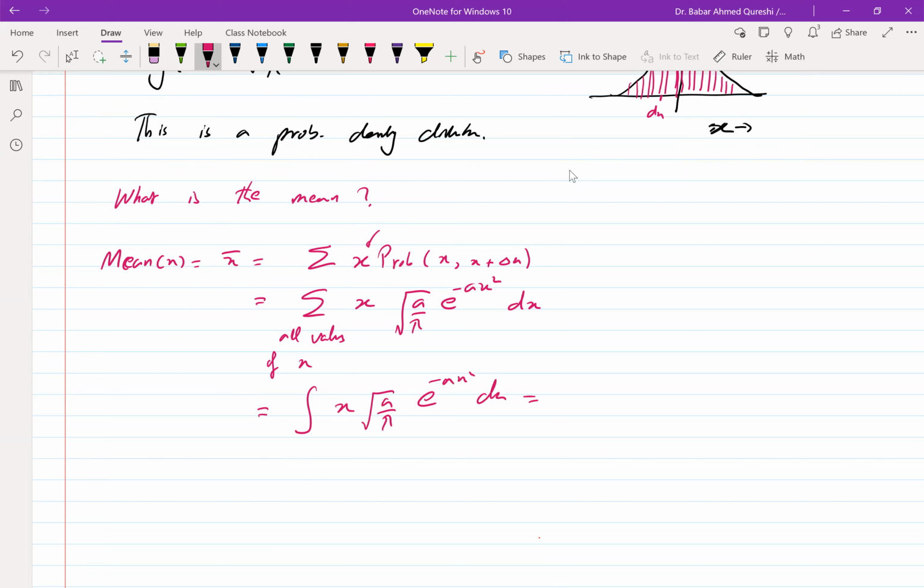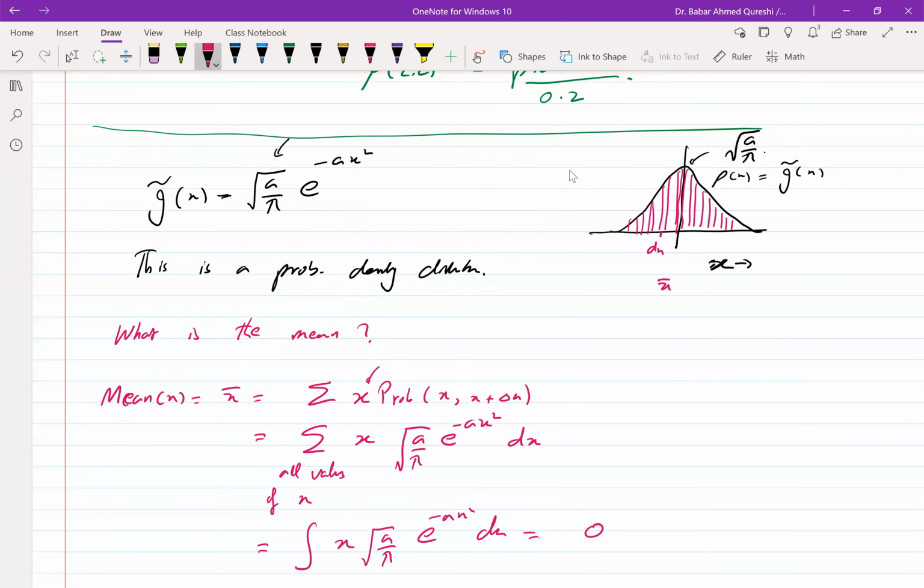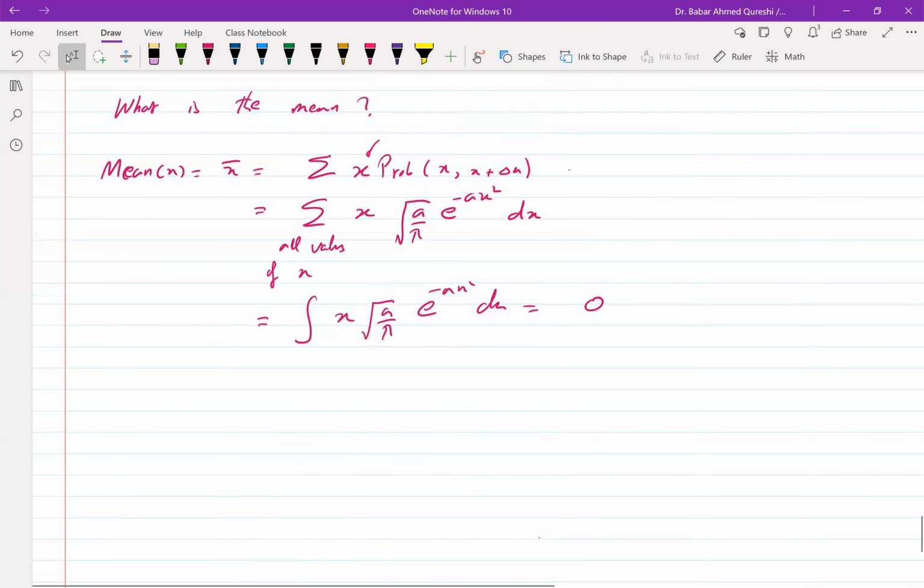But we found that this integral, when you have an x over here, is 0. So that means the mean of this probability distribution is at 0. Sir, whatever is the function, we just multiply it by x and take the integral? Yeah, exactly, for the mean. And for that, what will be the upper and lower limits? When I don't write them, they are minus infinity to plus infinity because you want to count all values.